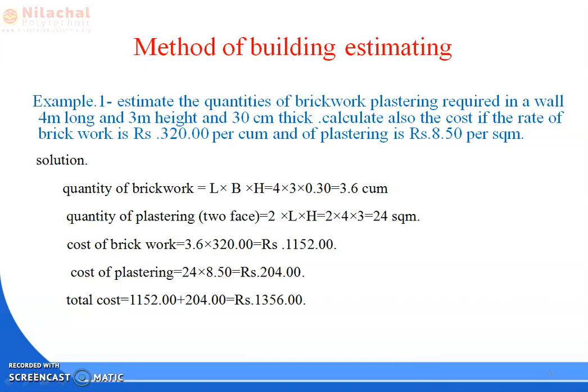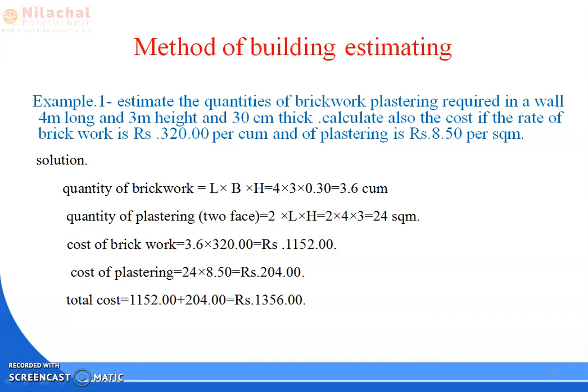Here the wall length, breadth and thickness are given. Length is 4 meter, height is 3 meter and thickness is 30 centimeter. We can write 30 centimeter as 0.30 meter. Then how can we calculate? The length, breadth and height are given, so we go through the quantity part, which means the volume of the brickwork.